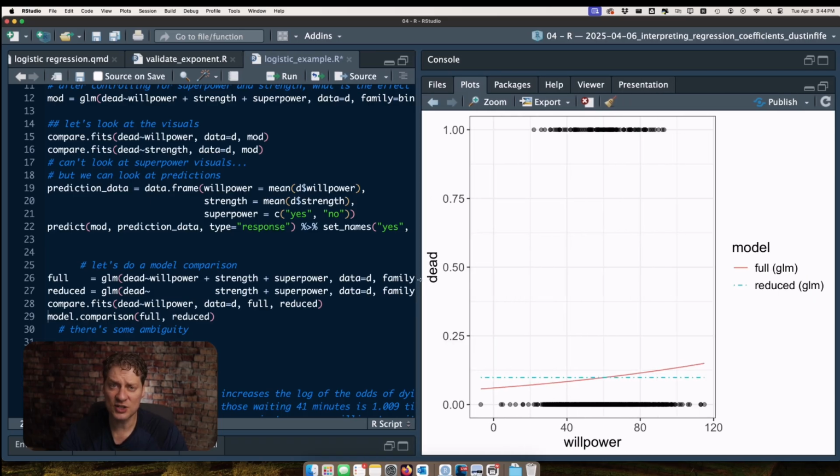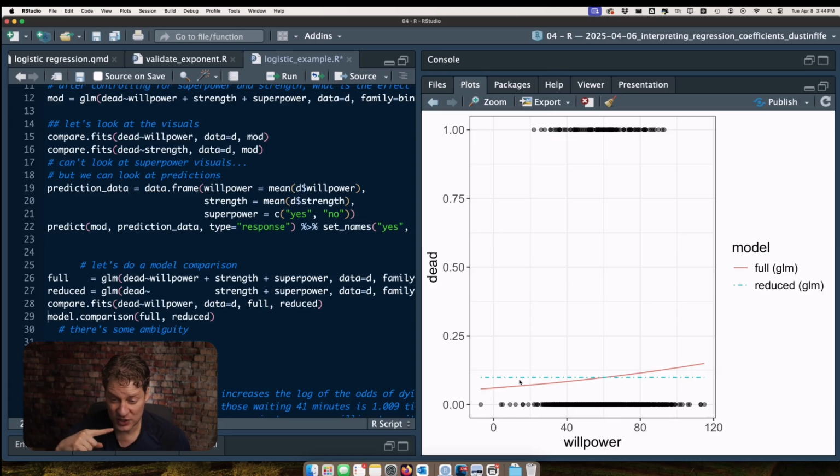I always like to gather as much information as I possibly can. So that may mean looking at multiple visuals. And so here we've got a visual model comparison between the two. That greenish bluish line right there shows the prediction of the reduced model, which is a flat line because we don't have willpower in there. So it should be flat. If it isn't, then we've got problems.